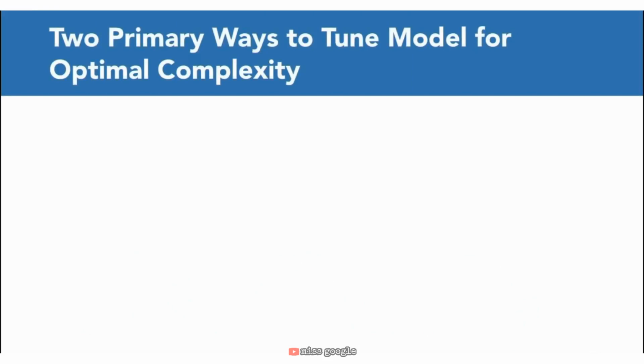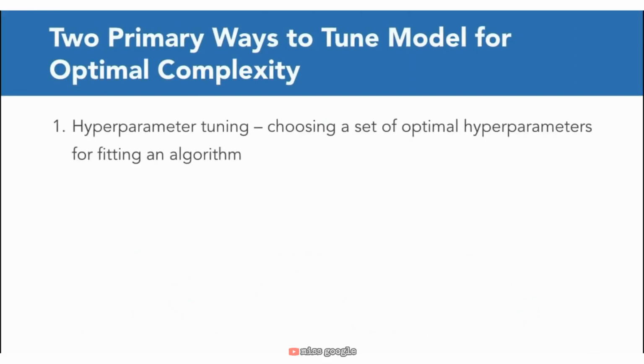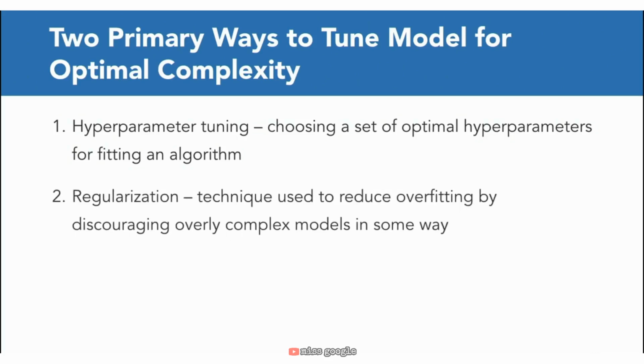So there are actually two methods to tune a model for optimal complexity. The first is hyperparameter tuning. That's choosing a set of optimal hyperparameters for fitting an algorithm. So this is what we'll cover in this section, including defining what a hyperparameter actually is. The second is regularization. This is a technique used specifically to reduce overfitting by discouraging overly complex models. And we'll cover this in the next lesson.